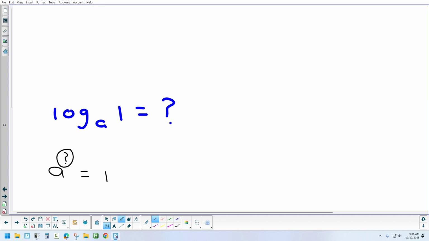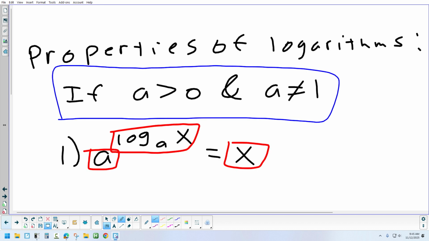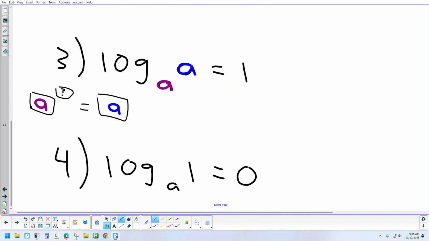A to what power gives you 1? Yep. 0. Yeah. So anytime you take the logarithm of 1, the answer is 0.